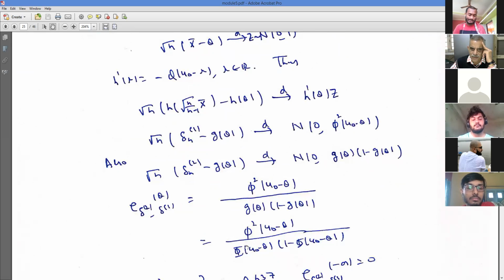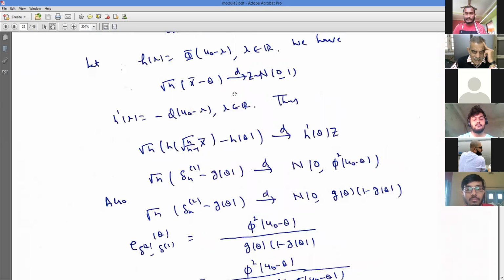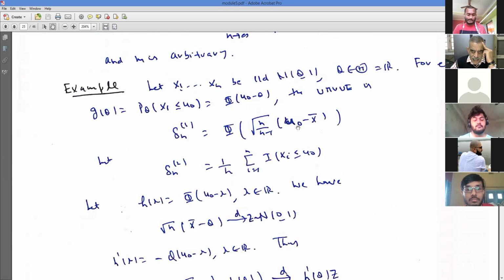Is that okay? So the final answer is correct, except that a small modification would be required in terms of U0 minus X bar. You don't consider U0 minus X bar. Define Ti as U0 minus Xi. Then delta n can be written as phi of root n upon n minus 1 T bar, which is H of Cn T bar. Right? And then you use the delta method which we use for H of Cn T bar. Is that okay? Okay.